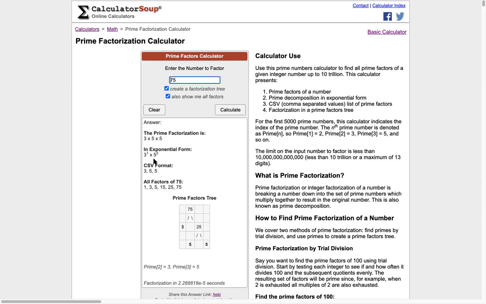The exponential form is 3 to the first times 5 to the 2, 5 to the second because there's 2 instances of 5. Then comma separated values, and then all factors of 75, which include non-prime numbers like 15 and 25.